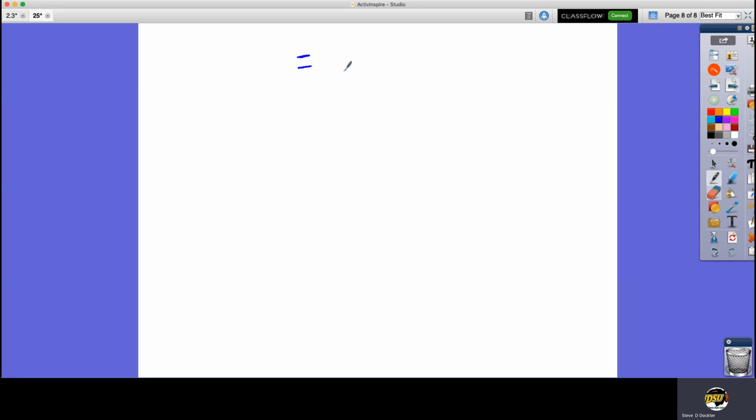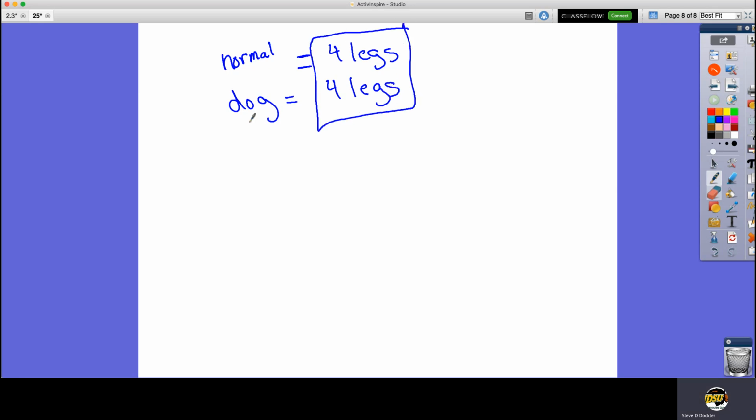So for example, let's go to page 56. All normal dogs have 4 legs. Your verb is have. So we've got normal dogs here and 4 legs here. And then for the second one, that dog has, is the equal sign, 4 legs. Whenever the same thing is on the same side, it is always invalid.